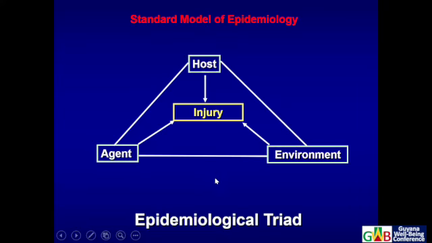Prevention strategy. This is the standard epidemiological model. It's called the epidemiological triad. Under this model, any health problem, disease, or injury is the consequence of the interface of 3 factors: the human host, the etiological agent, and the environment.